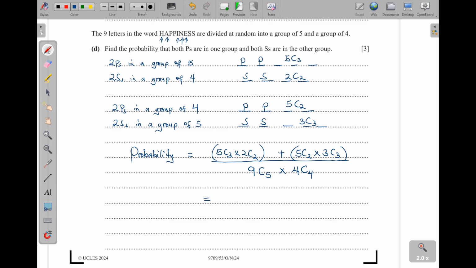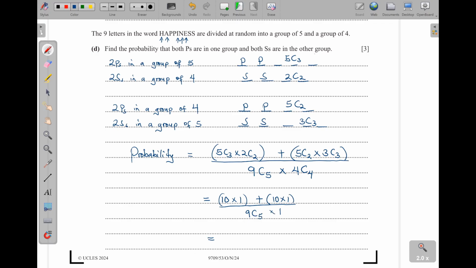Okay, so I'm going to put all of this together. 5 combination 3 is a 10. This is 10, and then this is of course 1. Then the next one, 5 combination 2 is also 10, because it is the same as that for 5 combination 3. 3 combination 3, that is also 1. And then here, 9 combination 5, what do we get? Of course, this one is 1, okay? So I have 9 combination 5, then times the 1 there.